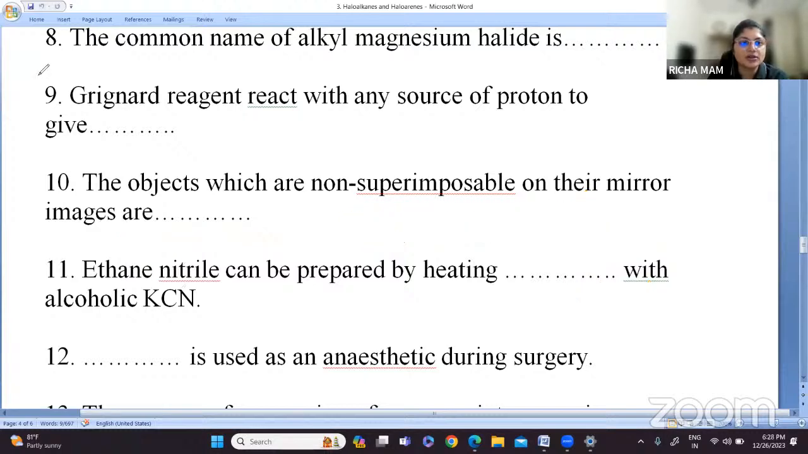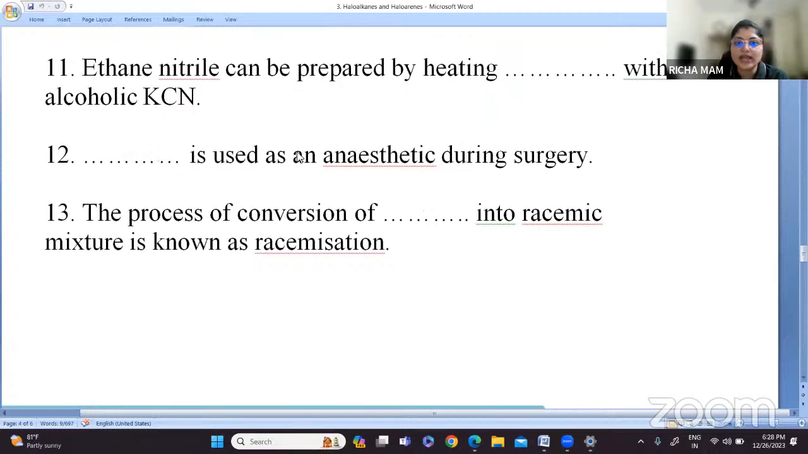Moving further, the 12th question. Dash is used as an anesthetic during surgery. For numbing your body, when operations are being done, the anesthesia is used. Which is it? Yes, it is halothane. Correct. Good. Halothane. Just see the spelling, H-A-L-O-T-H-A-N-E. Halothane is used as an anesthetic during surgery for numbing your body.